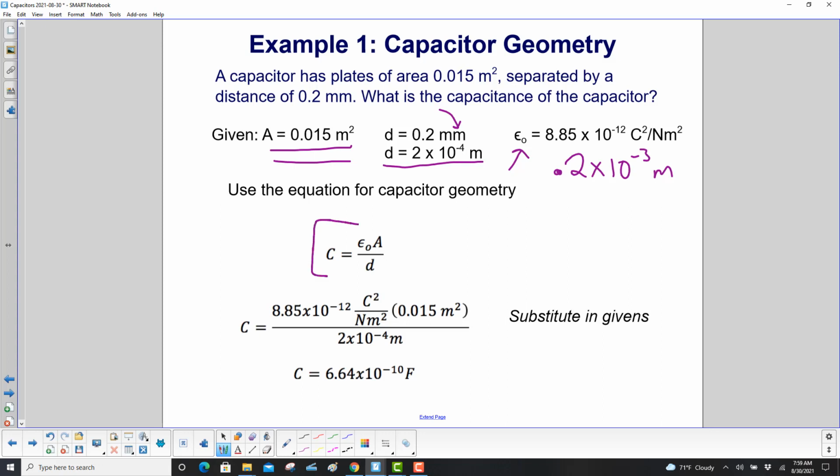And we use our equation for capacitor geometry. Epsilon 0 A over D. Here's epsilon 0. Here's the area. And here's the distance between the plates. And we get 6.64 times 10 to the minus 10th farads.